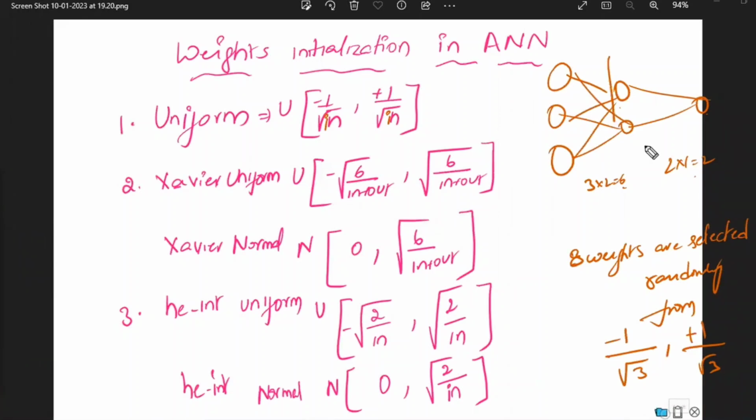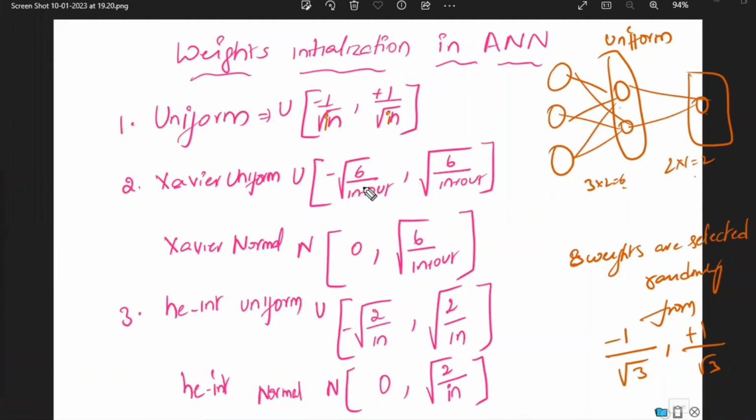If you want to select only for this one, you can also do that. These 6 weights you can select randomly between minus 1 to plus 1 by square root of 3, and the other 2 weights you can select based on the Xavier uniform. That is your choice. So for these 6 connections, if I write the word uniform for this layer, automatically these 6 weights are selected between minus 1 by square root of 3 to plus 1 by square root of 3. Is that clear? So if it is uniform, in this way it is going to select.